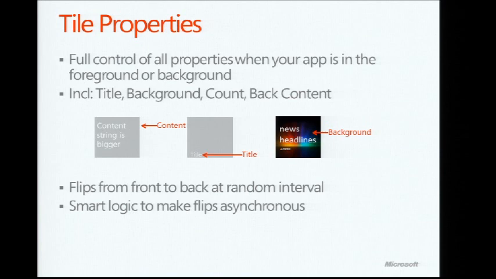The tile properties, I think I talked about some of these already. We saw the front of the tile earlier, but you can also do the back of the tile, which again has very similar capabilities. You have a background on the back of the tile, which could be an image of whatever. You have a title, and then you also have content, which is basically a string in a fairly large font that makes it easy for people to read. When you do have the back of a tile, there is a flip animation that happens. It is completely up to the operating system as to when those flips happen, so that they can be made to look in a pleasing way.